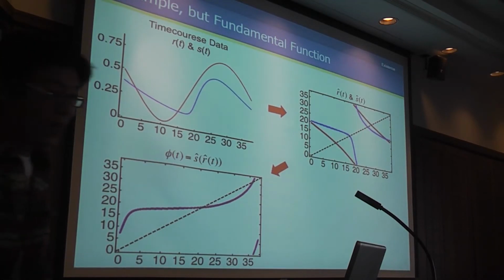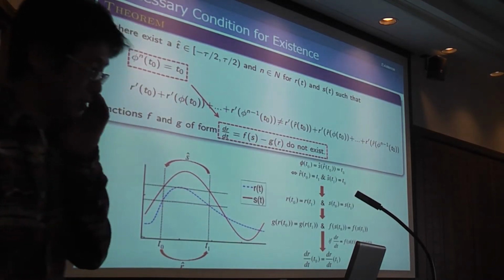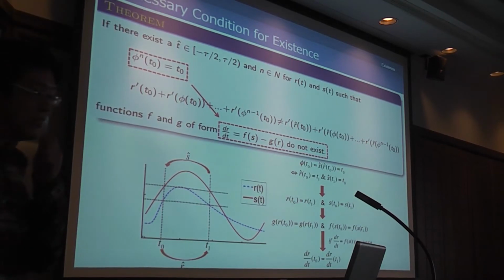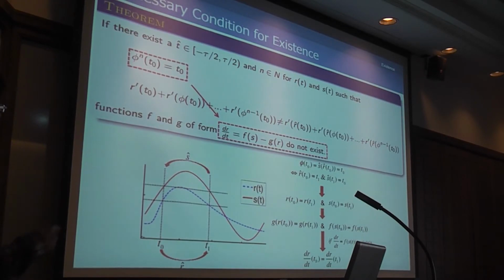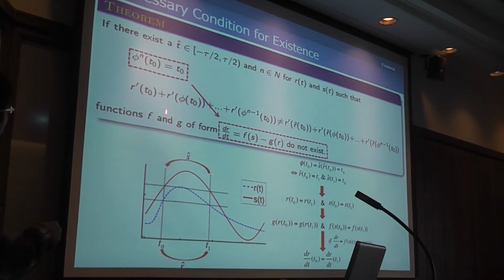Pi n. So here is the most important theorem. This is a necessary condition for existence. Basically, what this tells us is we iterate this pi map, and if there is any fixed point, then the model does not exist, or the biochemical network does not exist. So a fixed point implies no interaction between 2 species.